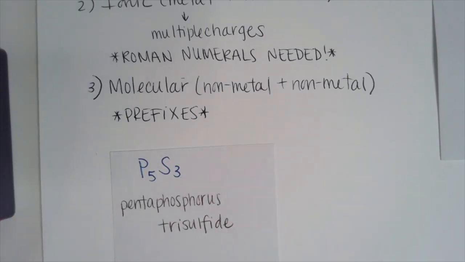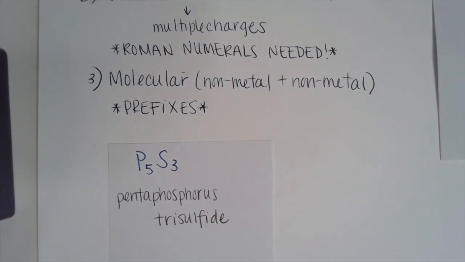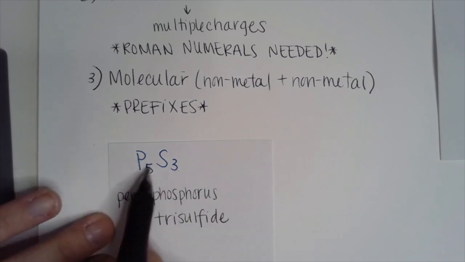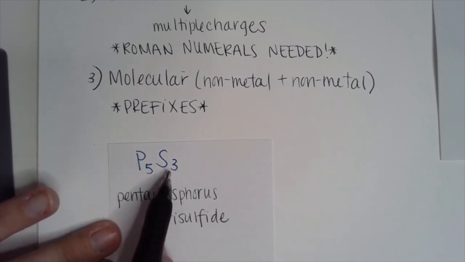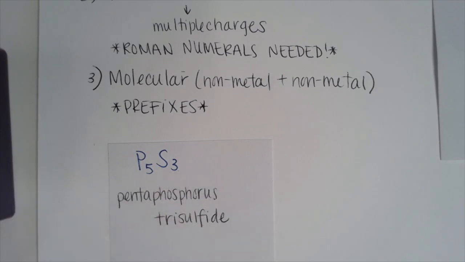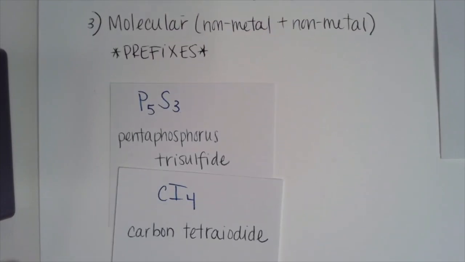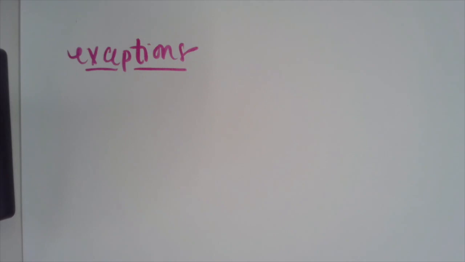Pentaphosphorus trisulfide. Again, you don't have to switch any charges for these, or these don't switch. They strictly belong with the element that they're the subscript for. Pentaphosphorus trisulfide. So there's your two examples for molecular compounds. Now, as I've taught naming, I did find that there are a couple of exceptions to those three basic ways to name chemical compounds.